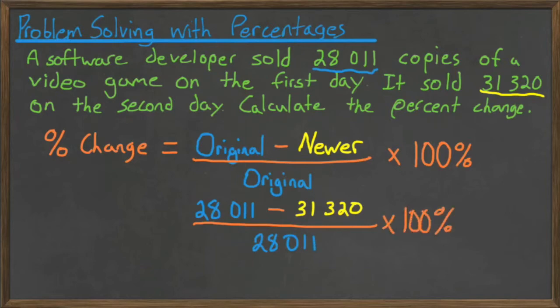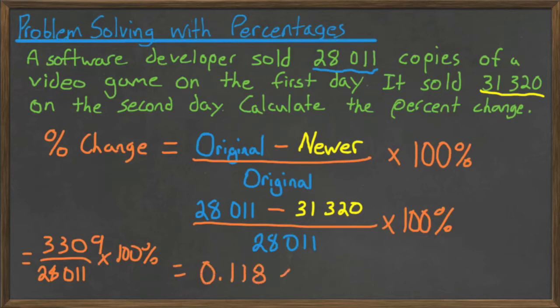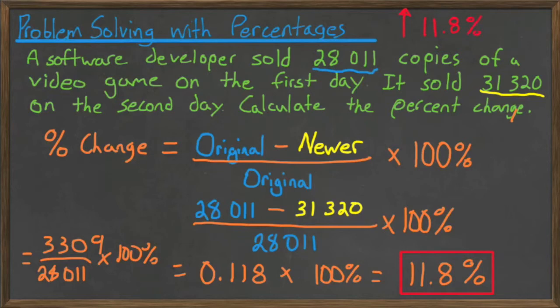Our difference in this case would be a negative number, but we don't need to worry about that as long as we know which is an increase or a decrease. So we take 3,309 divided by our original price. When we get a decimal, we're going to multiply that times 100, and we're left with 11.8%. I'm going to leave this number up at the top because we're going to compare it a little bit later.